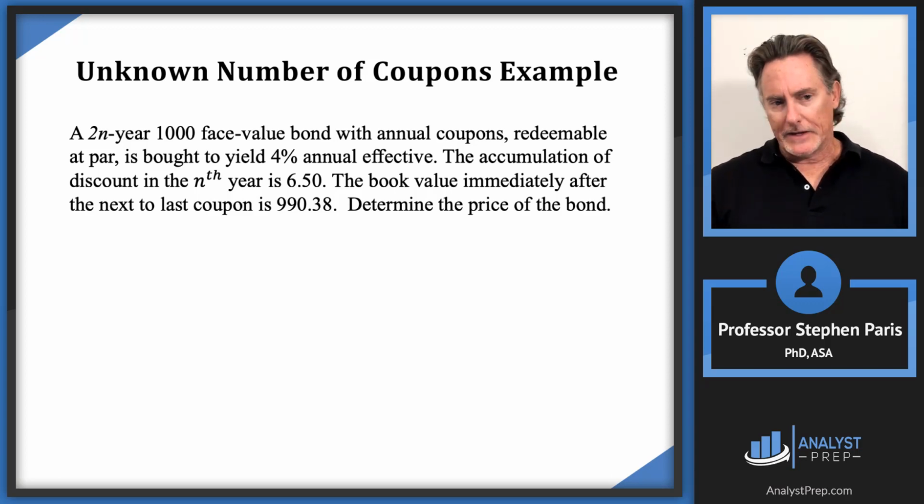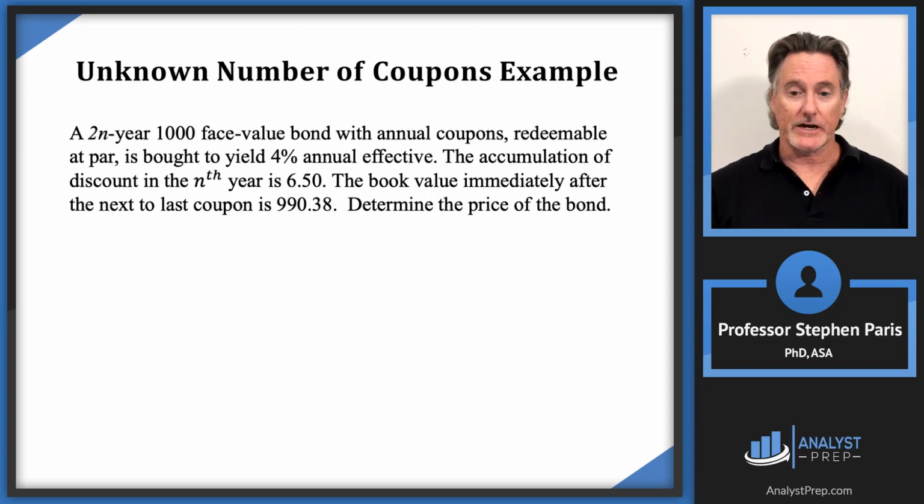Okay, in the loan problem I did like this, there were two solutions that I showed you, and I'm going to go through a similar process here and show you both of the solutions, what I consider to be two natural ways to attack this problem. The first way that I would do it is I look at the second sentence there, the accumulation of discount in the nth year. They're giving me the cap P sub n value.